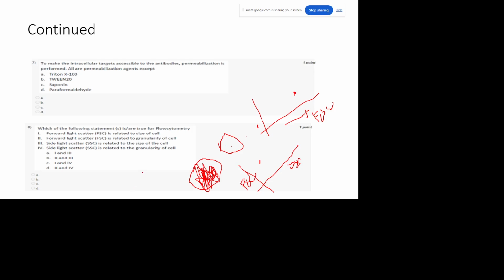So for granularity and side scattering, the cell which is more granular will show more side scattering. The cell which is not granular will show lower side scattering. So that's why option 3 is false, but option 4 is right. So that's why option C is right: FSC is related to the size of the cell, and SSC is related to the granularity of the cell.